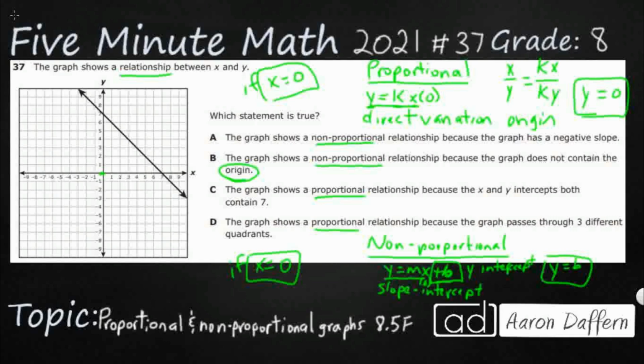C, the graph shows a proportional relationship because the x and y intercepts both contain 7. No, the only thing about a proportional relationship is that it's containing the origin. D, shows a proportional relationship because the graph passes through 3 quadrants. No, that doesn't make any difference. So it's non-proportional, and it's because right here it does not contain the origin, b.